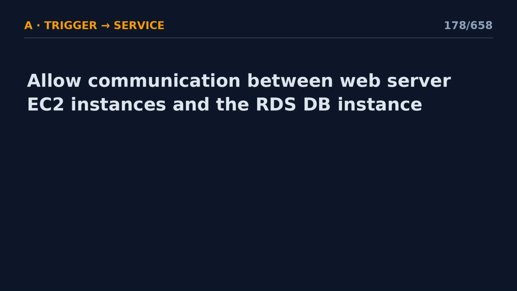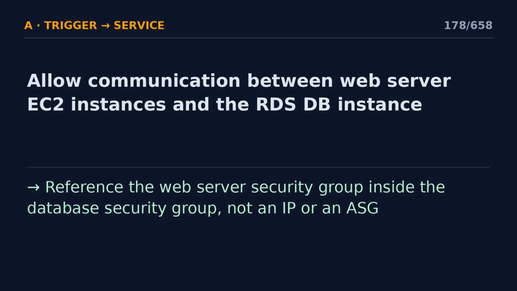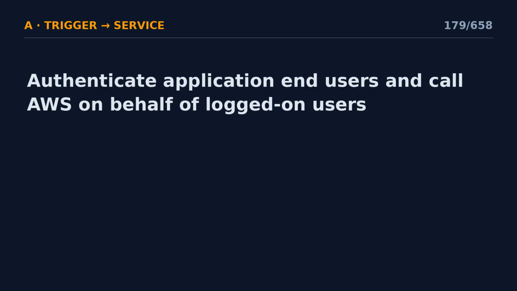Allow communication between web server EC2 instances and the RDS DB instance. Answer: reference the web server security group inside the database security group, not an IP or an auto-scaling group.